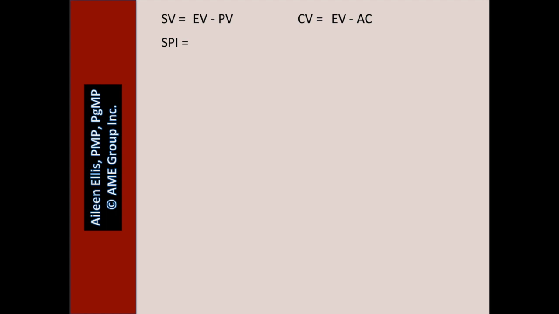Related to schedule variance, we have SPI. We'll use the same two terms, EV and PV, but since we have an index, we divide them. SPI equals EV divided by PV.